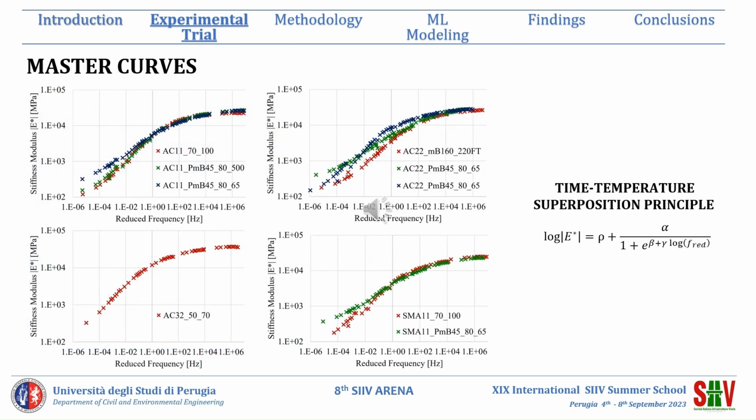As shown in this figure, on the basis of the time-temperature superposition principle, master curves for AC11 up left, AC22 up right, AC32 down left, and SMA11 down right mixtures were realized with a reference temperature of 15 Celsius degrees.